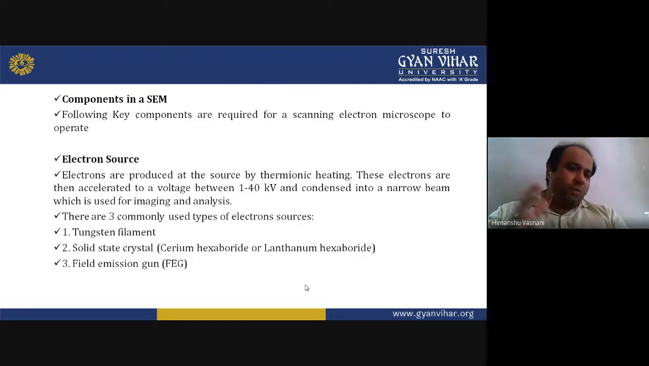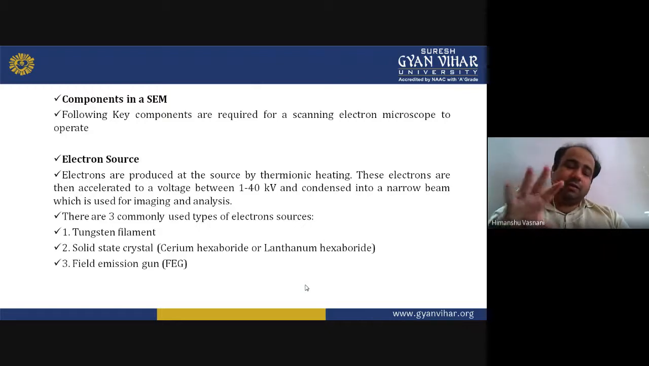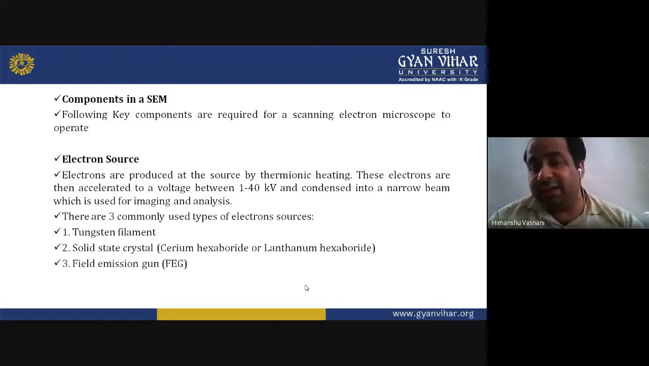Okay, now the components in a SEM. The following key components are required for a scanning electron microscope to operate. First is the electron source. These components are all important in a SEM, in a scanning microscope, so we should know them.